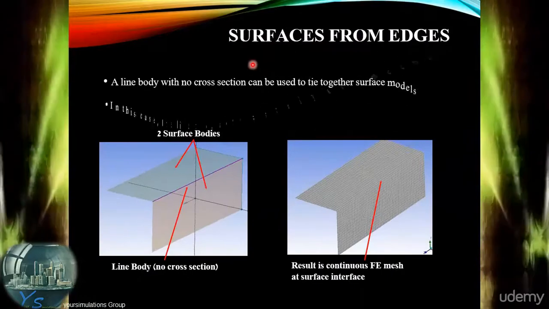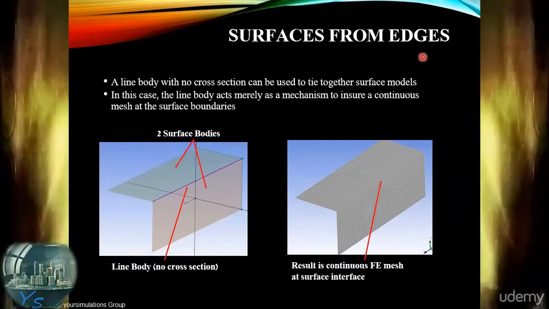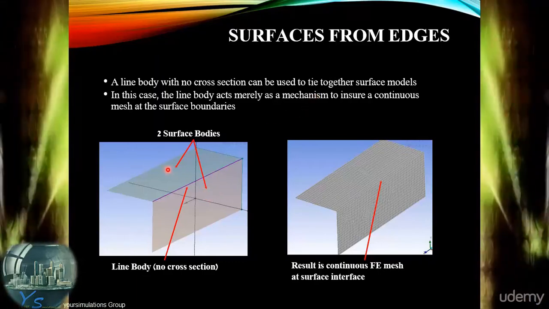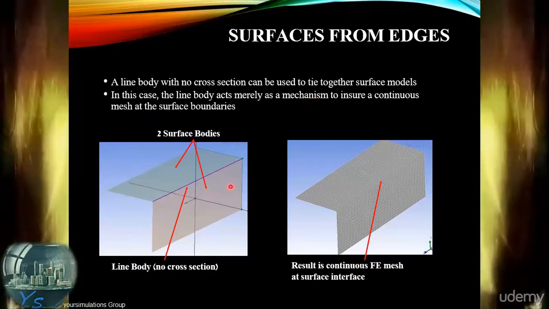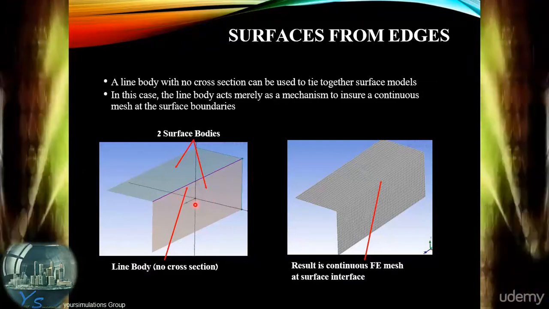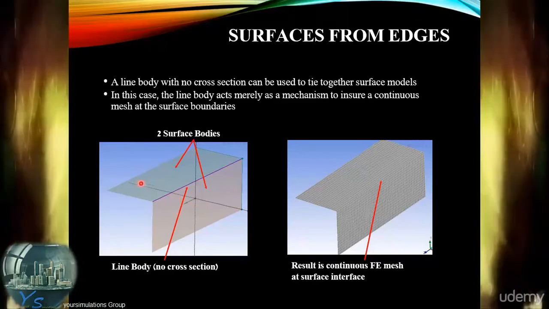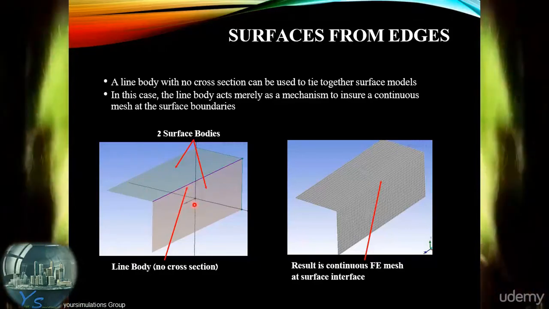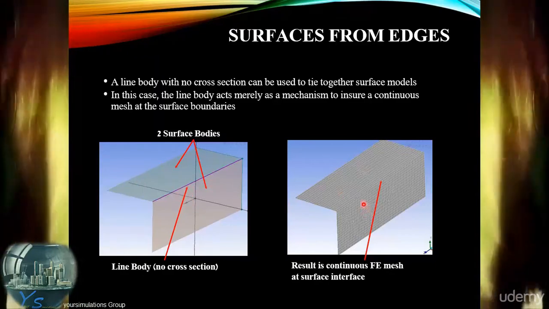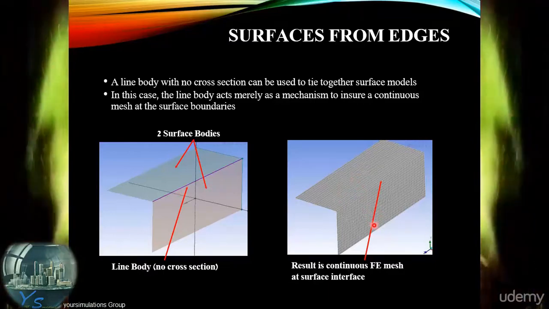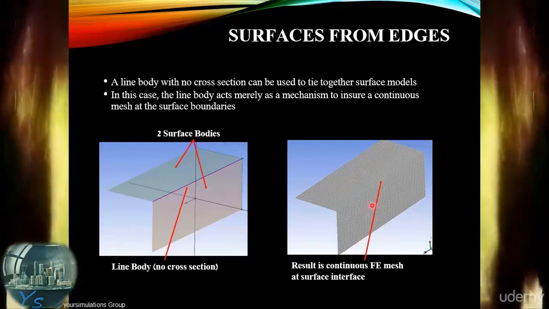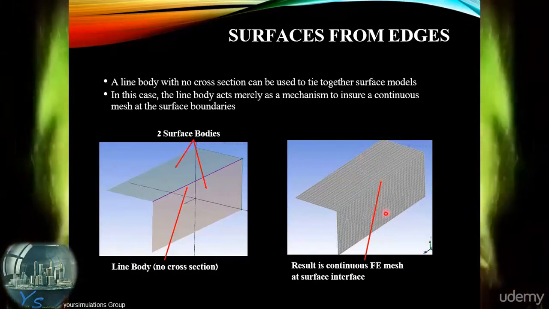It's also possible to create surface bodies using existing surface bodies as well. So the example here shows two surface bodies and a line body which is intermediate and shared by each of these two surface bodies. If we create a surface body by selecting the two previous surface bodies, and the line body sits in between the two surface bodies, that will then allow us to construct a continuous mesh at the surface interface, and we can see here that the surface mesh is continuous across the two original surface bodies.